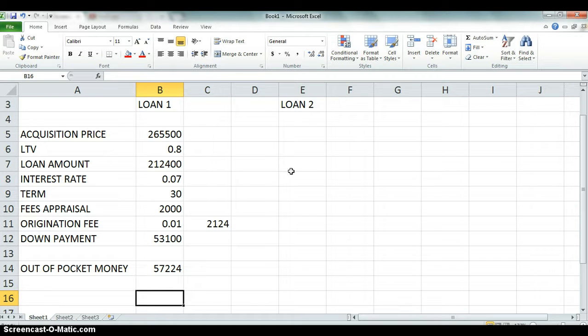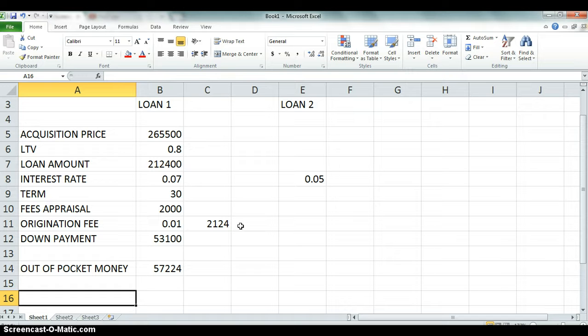The main difference with the second loan is the interest rate. The interest rate for loan 2 is 5%. And that's what makes it very attractive, and that's why this family is trying to decide whether to take a second loan or not, whether to refinance the first loan or not. So we're going to find out how much money they need to take out on their second loan.